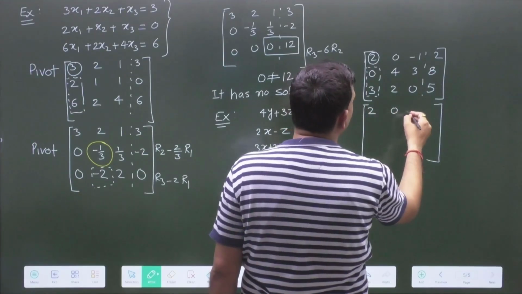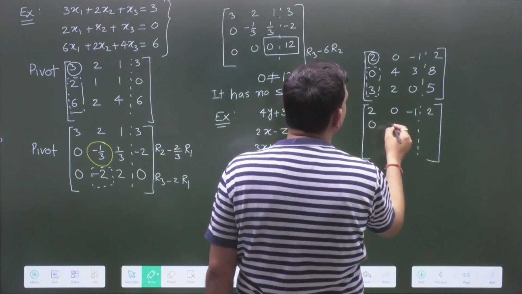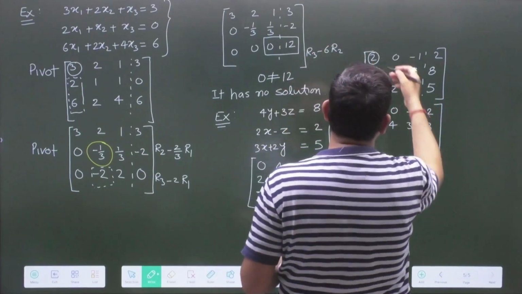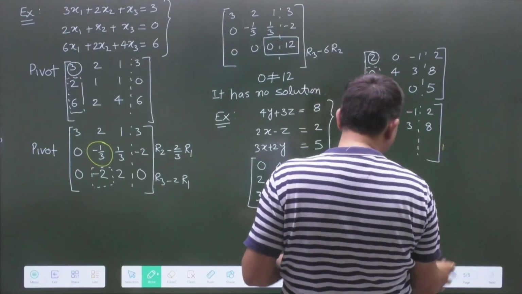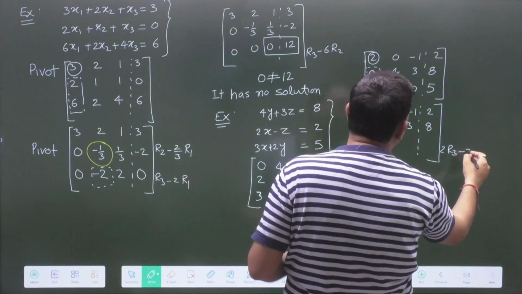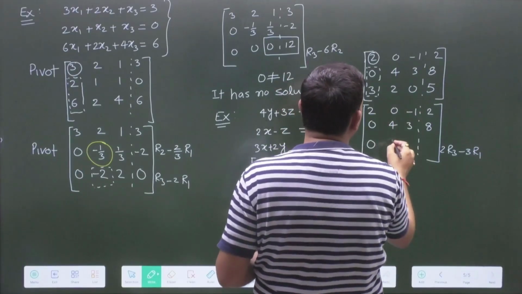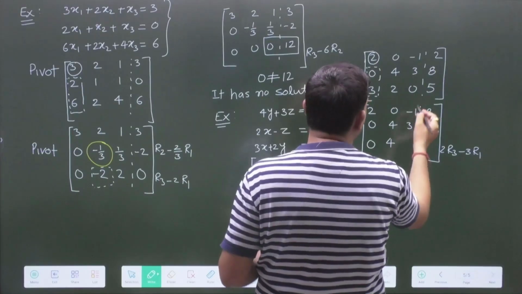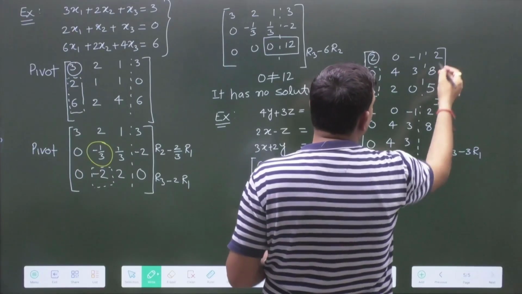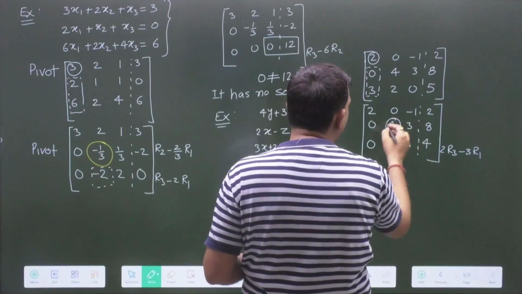2, 0, minus 1, and this is 2. This will be 0, 4, 3, and 8. And you should multiply here 2 times R3 minus 3 times of R1. So that will be 0. This will be 4. And this will be 0 plus 3. This will be 3. And this is 10 minus 6 is 4.